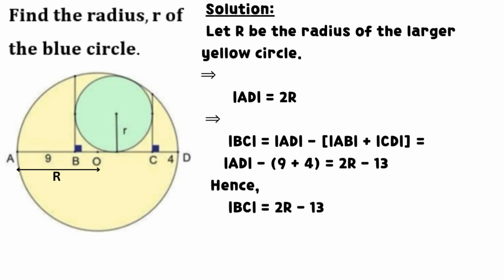It follows that line BC equals line AB minus line CD, which equals 2 times r minus 13, as shown on the screen. Hence, line BC equals 2 times r minus 13.